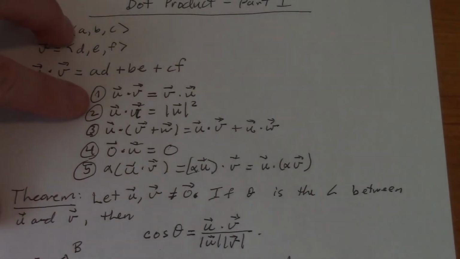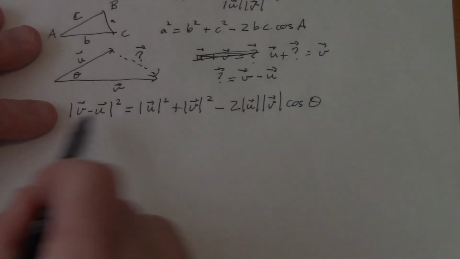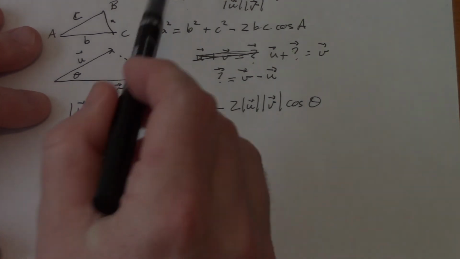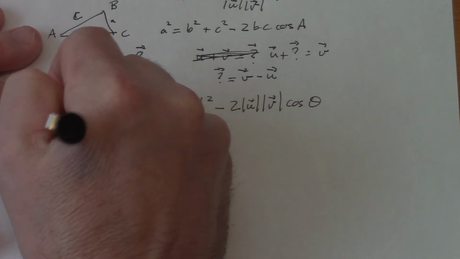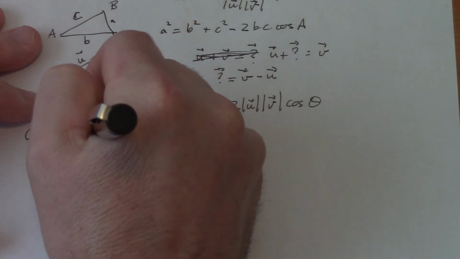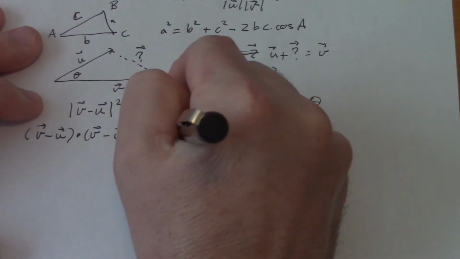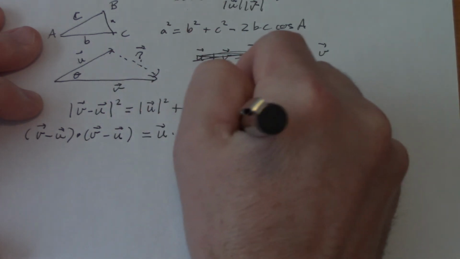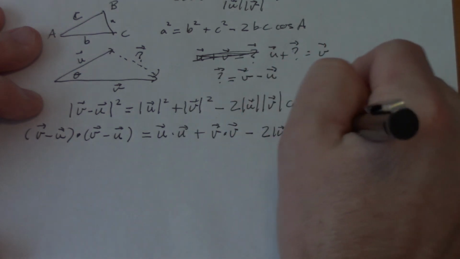And then we go back to our properties. So we're going to use property 2 and we're going to use property 3 eventually. And we'll use property 1. Okay, so we're going to break all the magnitudes except for these two guys over here. These are all magnitudes squared. So we're going to take that second property and go backwards. So this is going to be V minus U dotted with V minus U. And this is going to be U dotted with U and V dotted with V minus 2 magnitude of U magnitude of V cosine theta.